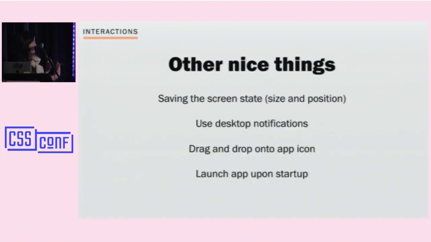And there are some other nice things, like saving the screen size and state. Because you've got Node, it's really easy to save an object to the file system, write a little JSON file, and have that file read every time your app starts, so that you can start the app in the last position and state that the user used it in. You can use desktop notifications. They work on all three platforms. Drag and drop on app icons, and launching the app on startup, and then so many more things.